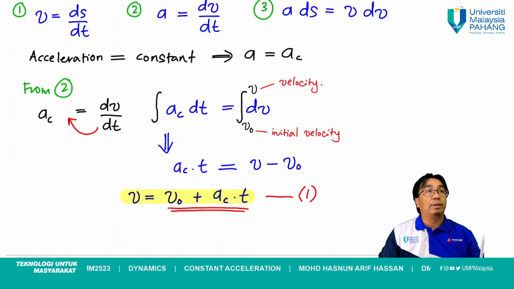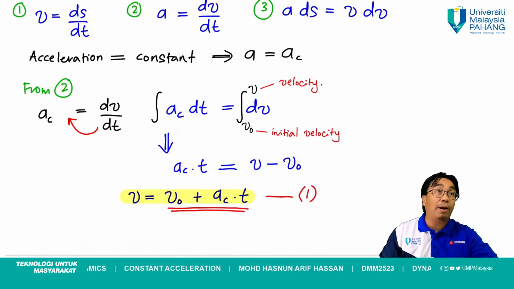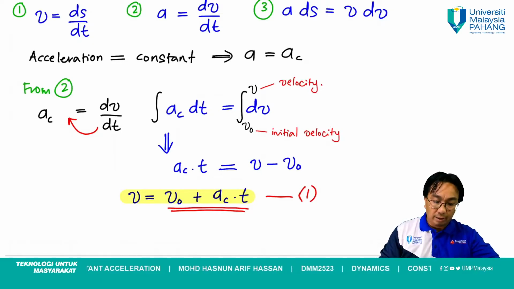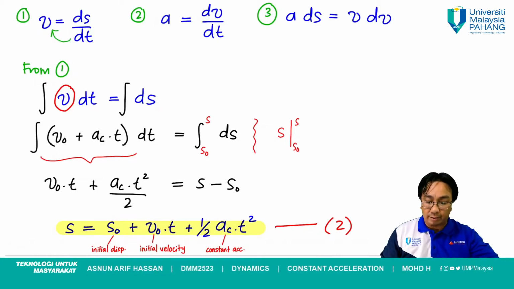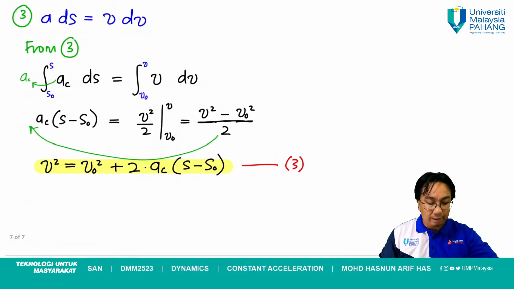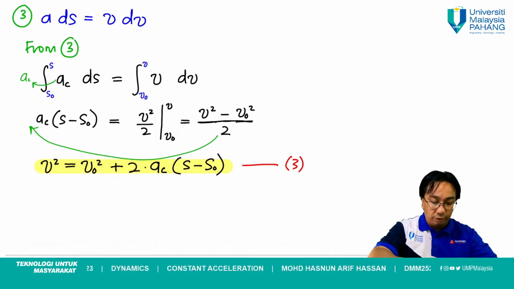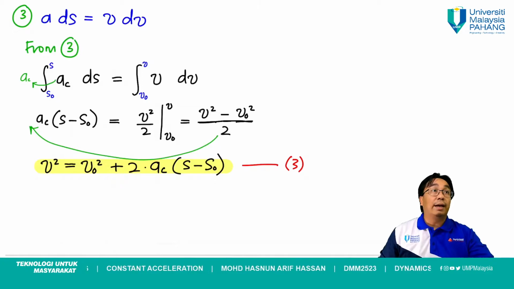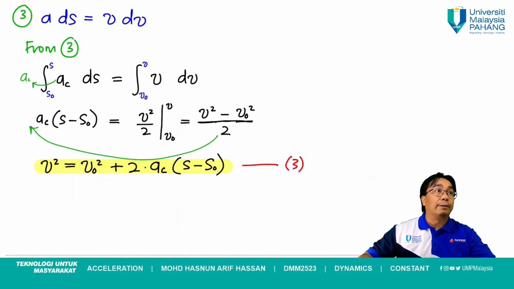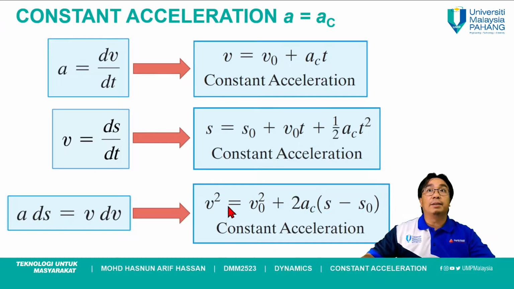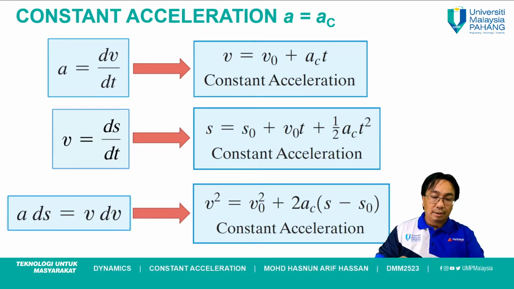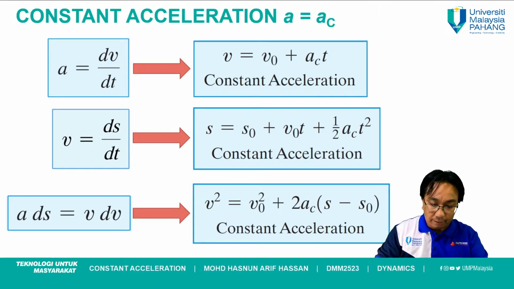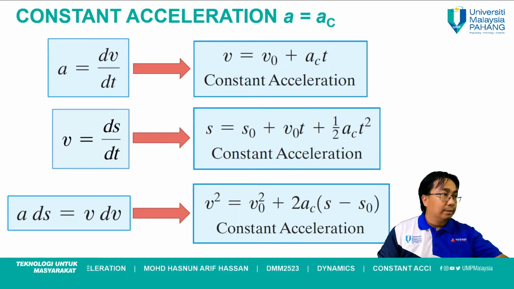Okay, so we have three equations now. V equals to V0 plus ac t. That is equation number 1. Number 2 is S equals to S0 plus V0 t plus 1 over 2 ac t square. Dan yang terakhir is V square equals to V0 square plus 2 ac (S minus S0). Okay, so from these three equations, we have derived another three equations for the case of constant acceleration. Okay. All right.